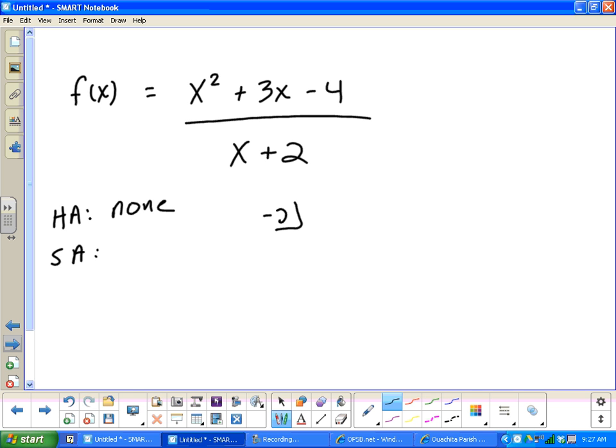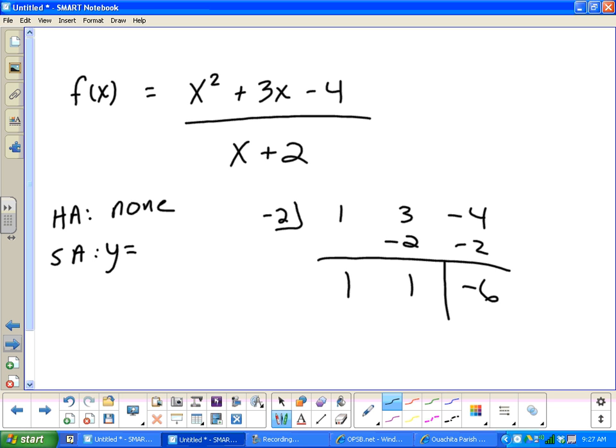Okay, so that'd be 1, 3, -4. So that'd be -2. 3 minus 2 is 1. -2 to 1 is -2. And that doesn't matter anyway. Okay, so my slanted one here would be y equals x plus 1. Okay, and we're going to graph that in a minute.